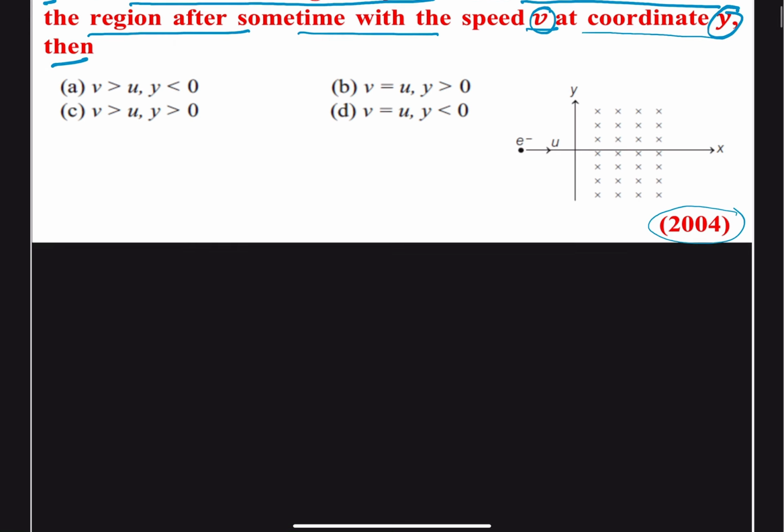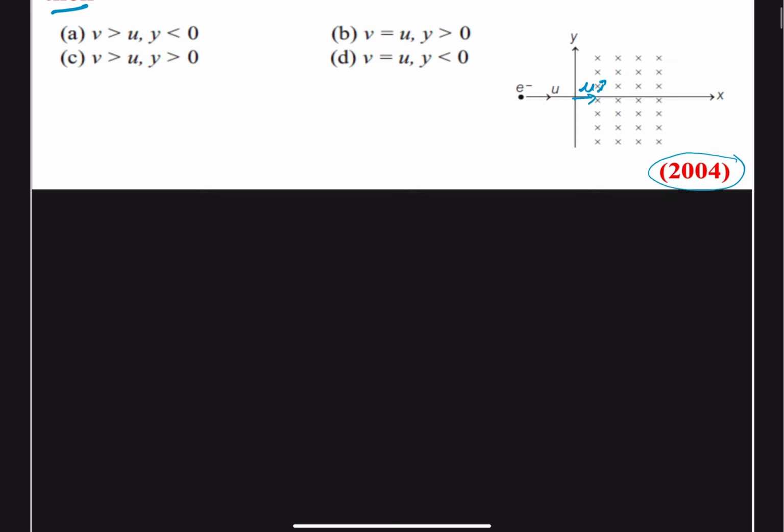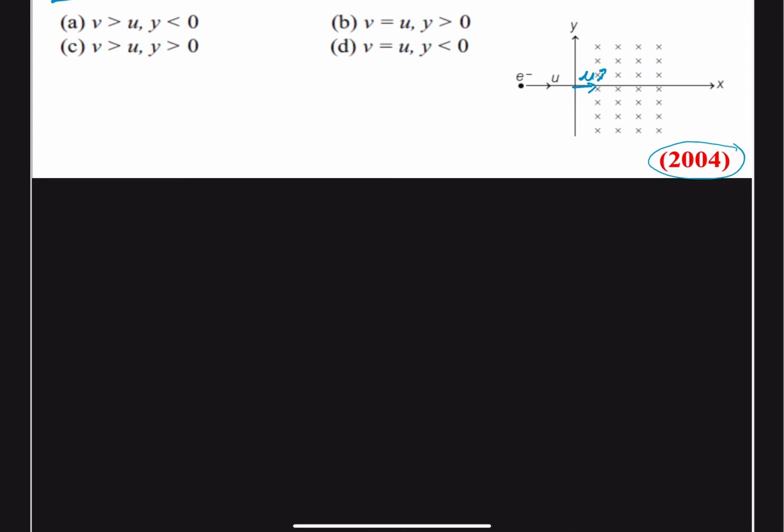So in this case, we are given a figure in which the electron enters with the velocity u, and this is its initial direction. Okay, so it will be in, we can say, x direction, and the magnetic field exists only to the right side of the y-axis. So we can find out the magnetic force on the moving charge.